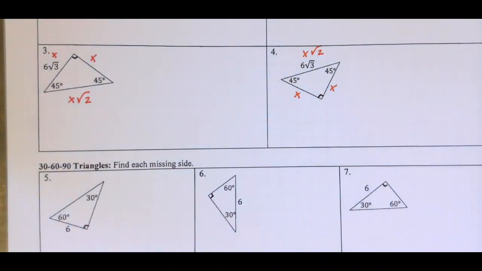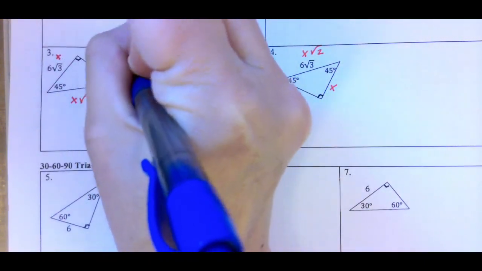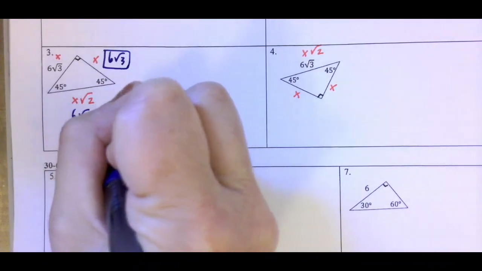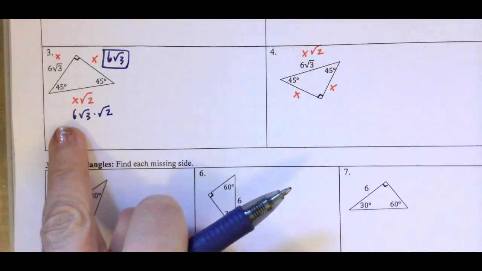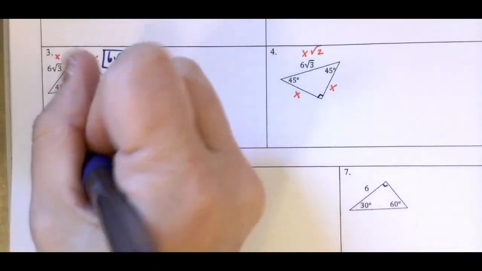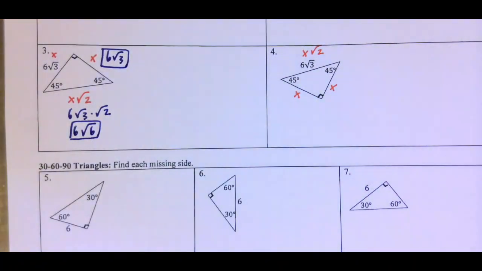All right, so here the other leg has to be 6 root 3. And then down here, if I take that 6 root 3 and multiply by root 2, that's going to be 6 times root 6, right? That 3 and 2 combine and multiply underneath the root. So I end up with 6 root 6 for my hypotenuse.